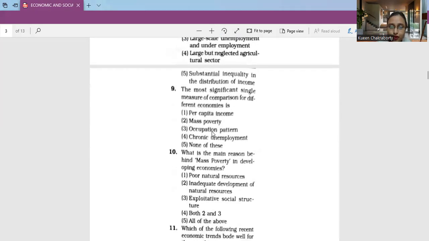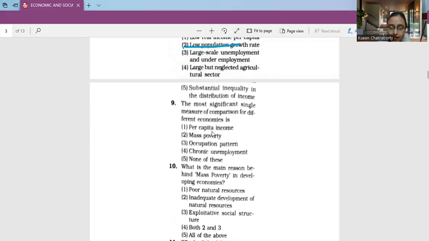Next, coming to question number 9. The most significant single measure of comparison for different economies is per capita income, mass poverty, occupation pattern, chronic unemployment, or none of these.